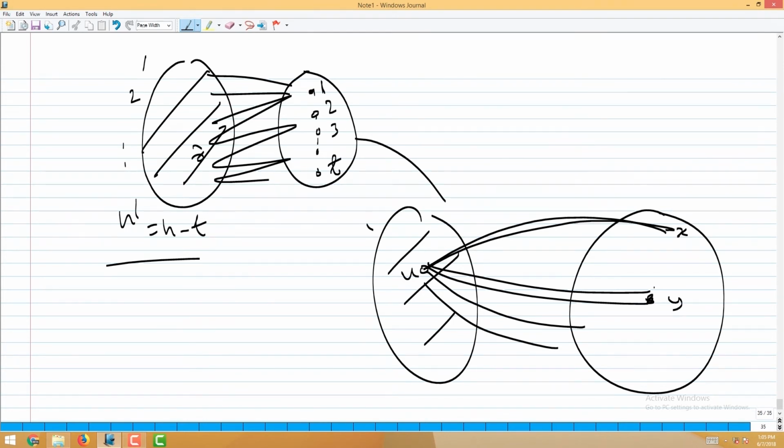Can anybody guess it? Because we have to recall the way in which we came. We know how we made these color classes. We went to G square and made the color classes. There should be some reason for that. Till now I haven't used it, right? What was the reason for going to the square of the graph and making the color classes?